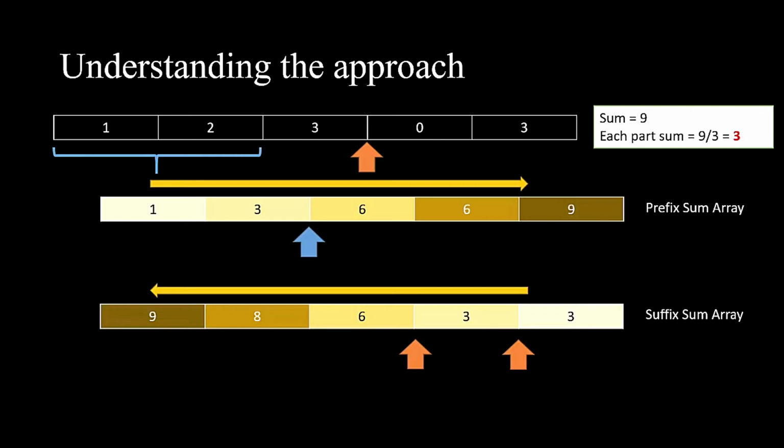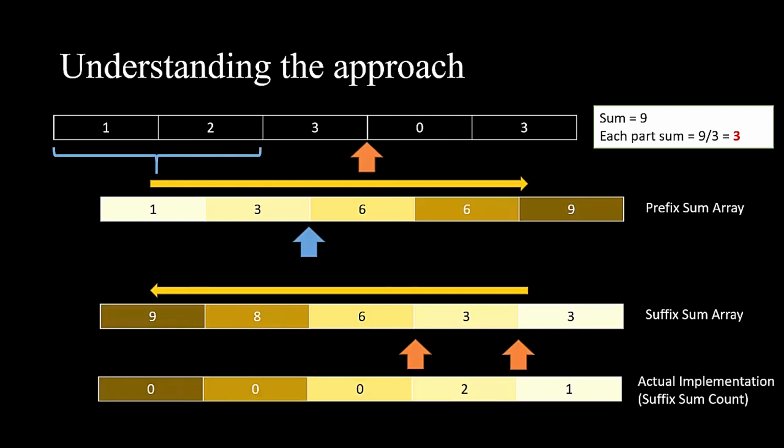So we need to count all the places where I can place the second partition bar. This can be done using a loop. But if you use a loop to count all the possible locations of the second partition bar, then the time complexity will increase. So for the implementation, we'll again use one cumulative array. Instead of using this suffix sum array as is, we'll use it in this way. Wherever we find the value 3 from the end, we'll place 1, and we'll do a cumulative sum from the end to the beginning.